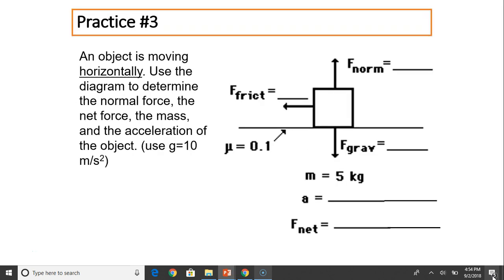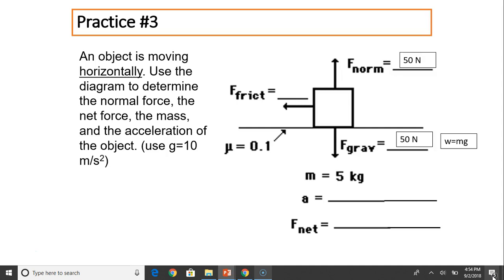Practice number 3. An object is moving horizontally. Use the diagram to determine the normal force, the net force, the mass, and the acceleration of the object. Use g equals 10 meters per second squared. So again, vertically, it's in equilibrium. If I know the mass, I can figure out the gravity by using W equals mg. That gives me 50 newtons. Normal force, therefore, is 50 newtons.